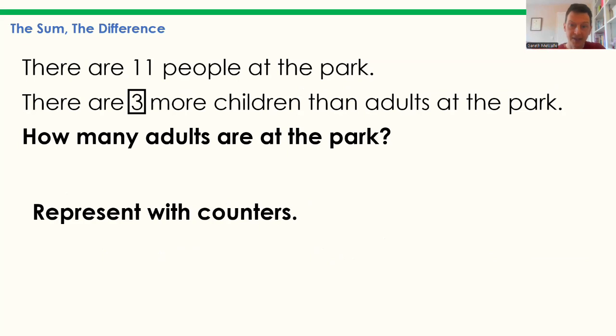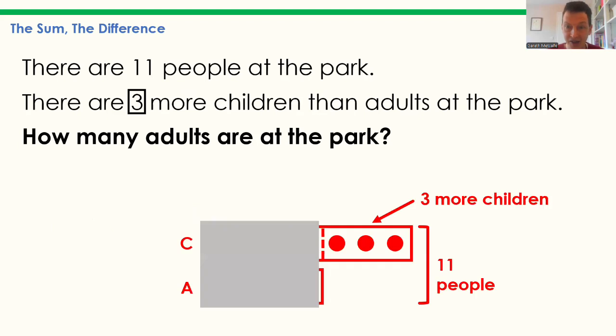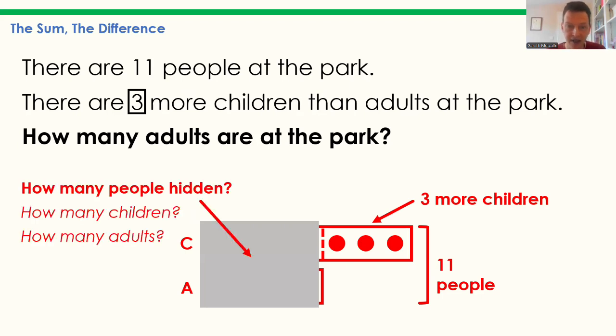And children can have a go at representing that question with counters. And it's a realistic size so that children don't need too many counters. Then I can start showing the structure. We know that there are 3 more children. And so then we can ask the children, they may even adapt what they've done with the counters and think, well, how many people now are hidden?